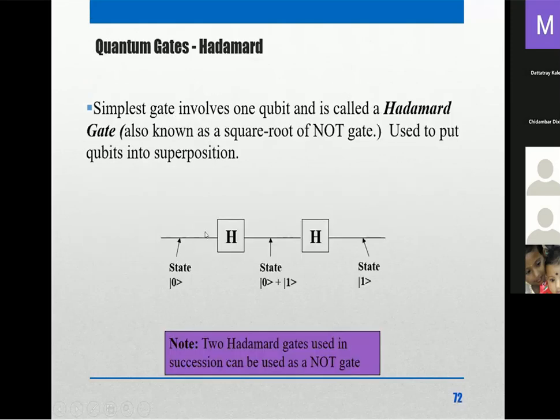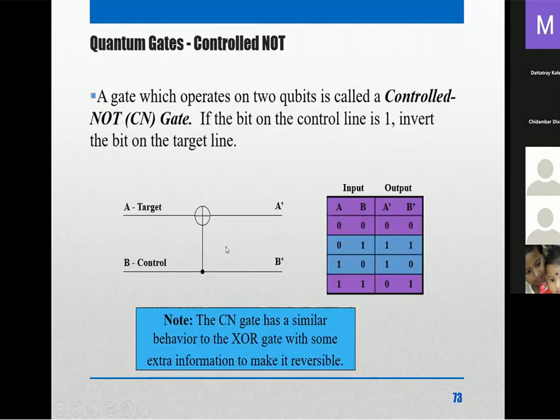See now, in this gate, the Hadamard gate, the simplest gate involves one qubit and is called the Hadamard gate, also known as the square root of NOT gate, used to put a qubit into superposition. How it will work, we'll see here. So this will clear the gate circuits and how exactly the control gate works.